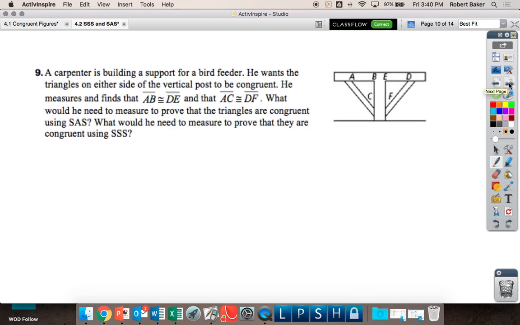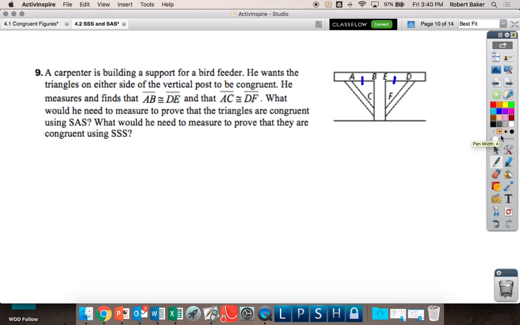Okay, word problems. You guys hate word problems because you don't understand what they're saying. I'm really good at explaining word problems. Are you ready? Okay. Listen. A carpenter, that's a woodworker, is building a bird feeder. That's something that provides food to birds. He wants triangles, those are three-sided figures, on either side of the vertical post. This is a vertical post. He wants those two triangles to be congruent. He took a tape measure and found the length and finds that AB and DE are congruent.